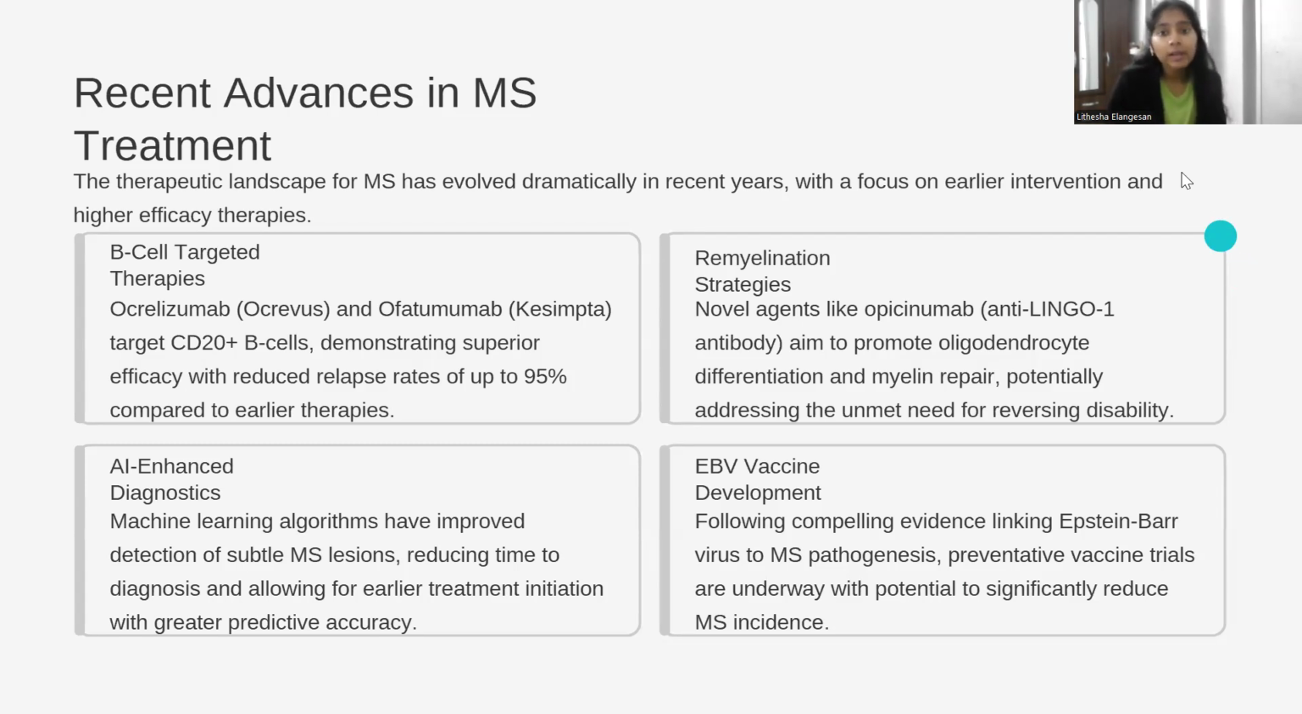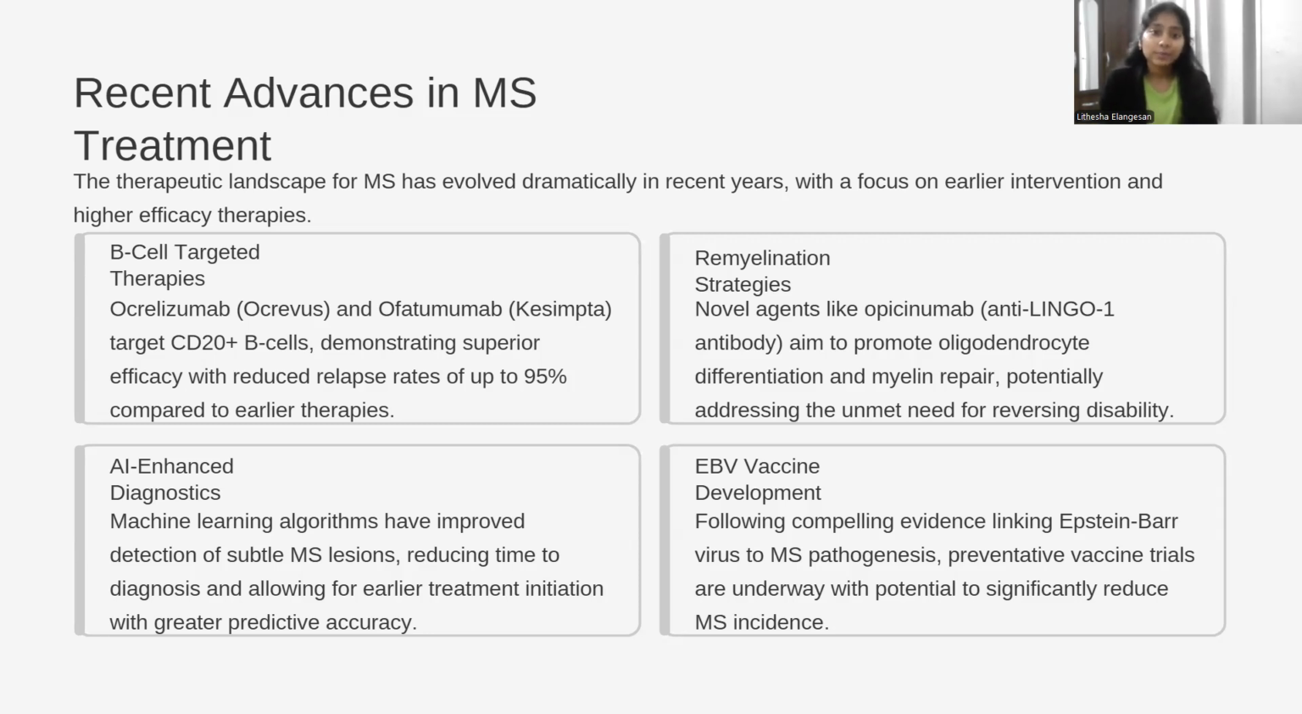We also have AI-enhanced diagnostics, which is not surprising because AI has been contributing to many revolutions in medicine. Machine learning algorithms have improved detection of subtle MS lesions. Similarly to other diseases, AI can go through the MRI scans and detect any lesions which neurologists may not be able to detect. This can also contribute to earlier treatment initiation and greater predictive accuracy.